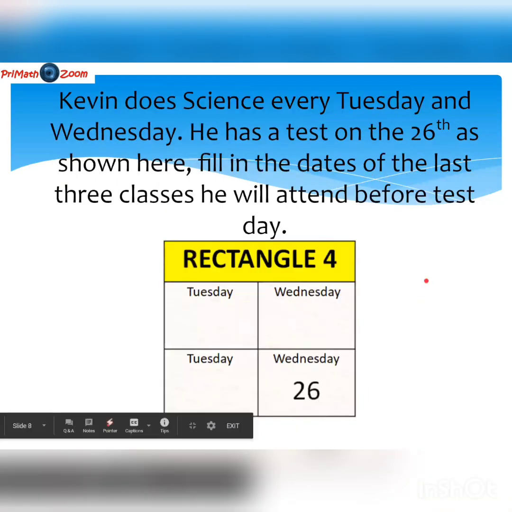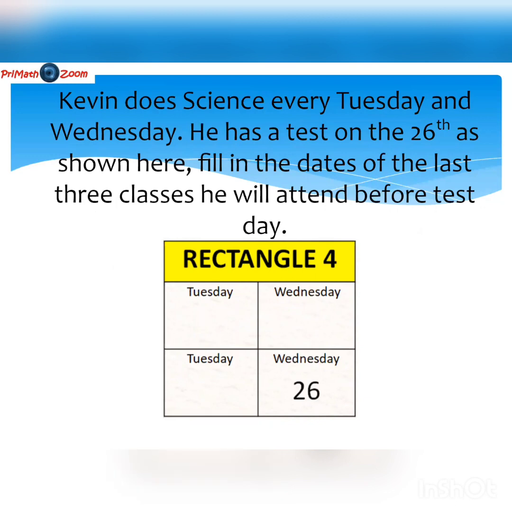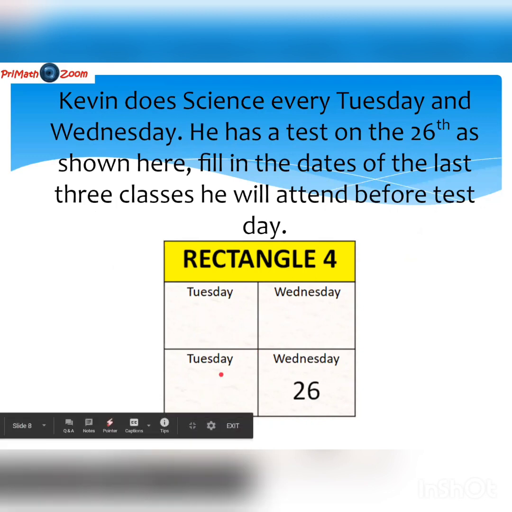Let's look into this one. Kevin does science every Tuesday and Wednesday. He has a test on the 26th, as shown here. Let us fill in the dates of the last 3 classes that he will attend before test day. Okay, so we need to find Tuesday's date, Wednesday's date, and the other week, Tuesday's date, because after that Tuesday, the Wednesday will be the test.